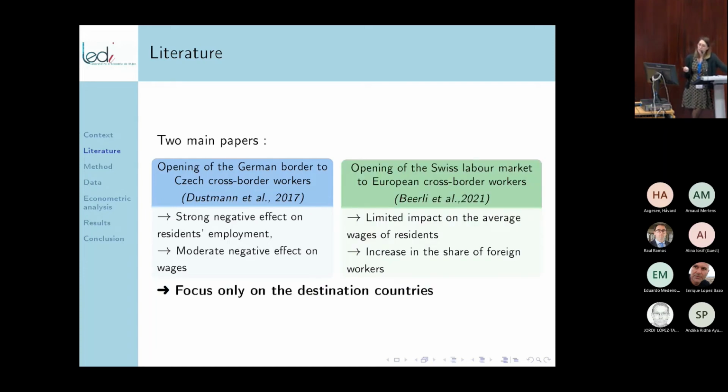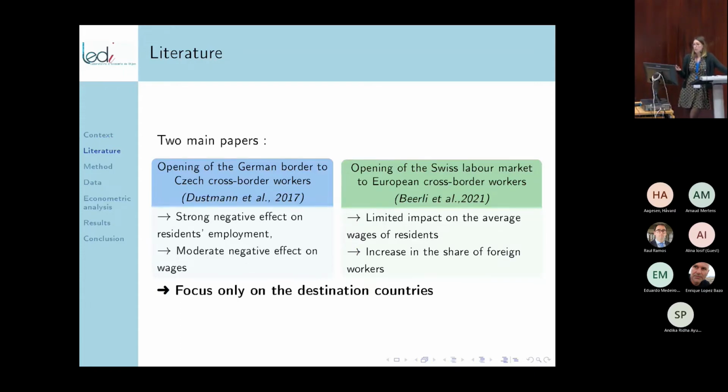The second paper, and this is at the heart of my research, is a paper of Beerli and co-authors who studied the effect of the opening of the Swiss labor market to European cross-borders, both on wage and employment of native workers, but also on sales, productivity, innovation, and location decision of Swiss firms. They found a limited impact on the average wage of residents, but an increase in the share of foreign workers in regions close to the borders. Therefore, this increase in employment of foreign workers suggests a change in competition between Switzerland and other border countries.